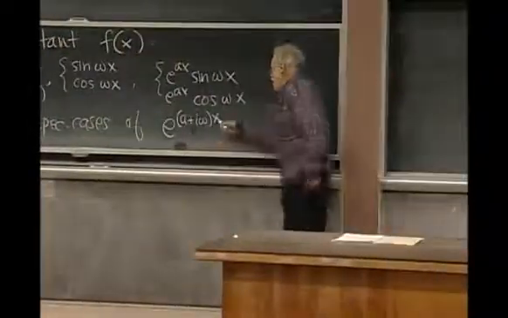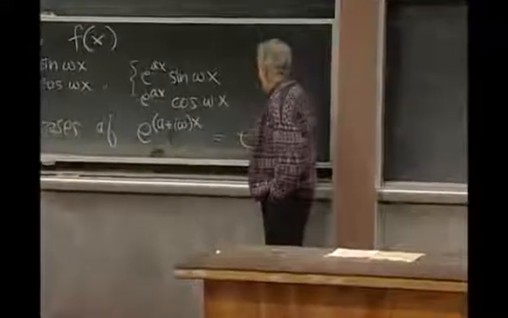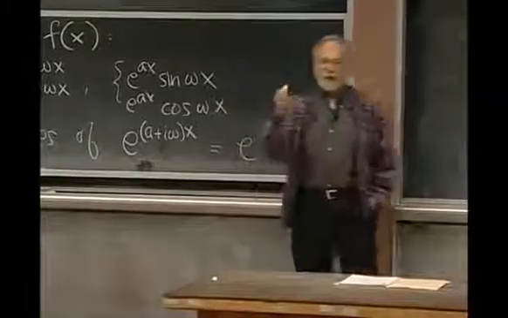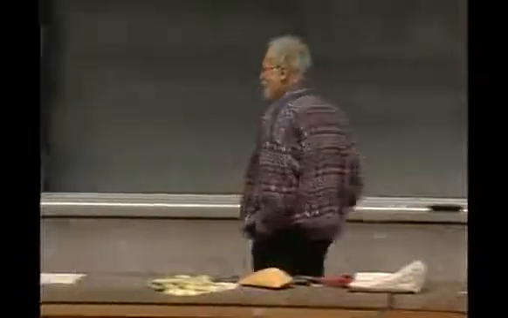But I don't want to keep writing a plus i omega all the time, so I'm going to write that simply as e to the alpha x, and you understand that alpha is a complex number now. Looks different, doesn't look like a real number. Okay, I make it so it's a complex number.